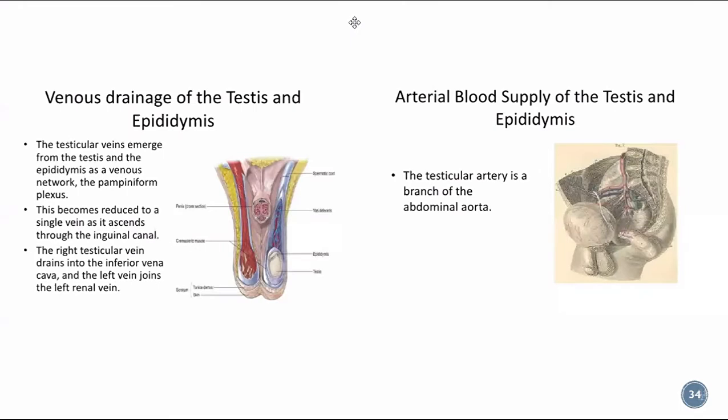Head, body, and tail. Venous drainage of the testes and epididymis are both drained to the testicular veins, which emerge from the testes and are known as the pampiniform plexuses. Now, when the pampiniform plexuses go up, they become reduced to a single vein. The right testicular vein drains into the inferior vena cava, and the left testicular vein joins the left renal vein. So, they have different drainage. Right, inferior vena cava; left, renal vein. Arterial supply to both the testes and the epididymis is from the testicular artery.